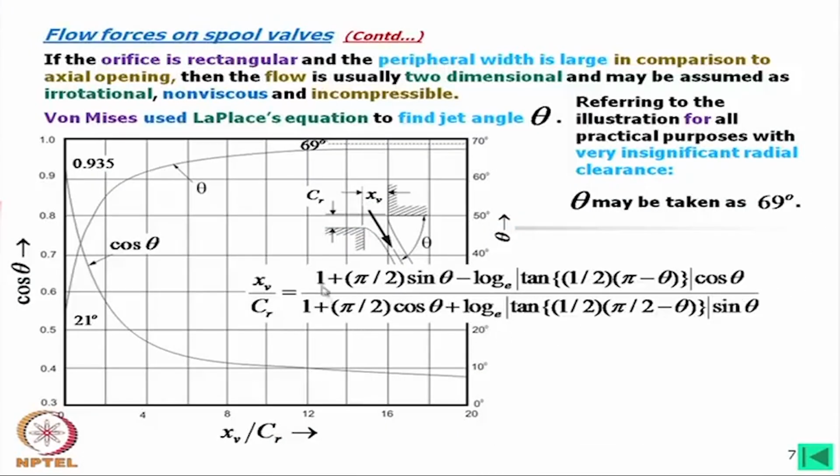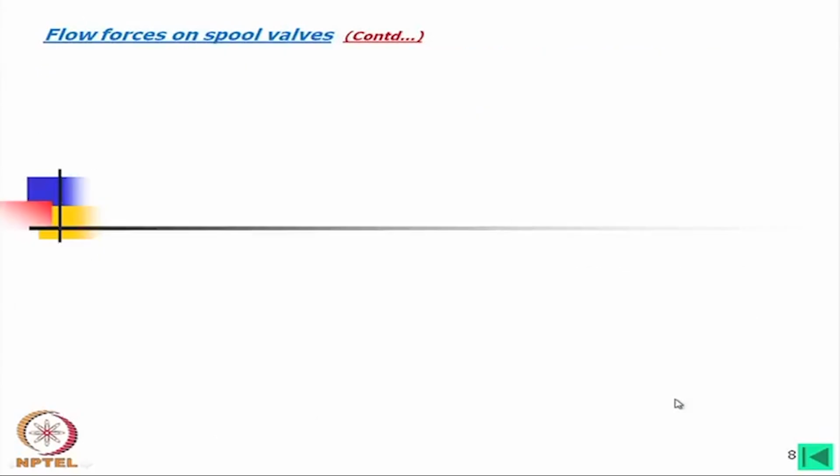And here he also proposed these xb by Cr relations with some empirical relations, so in case you do not have this graph, you can calculate theta from the practical values. Of course, it is not an easy task to calculate this theta, but it is still possible, we can calculate this theta.